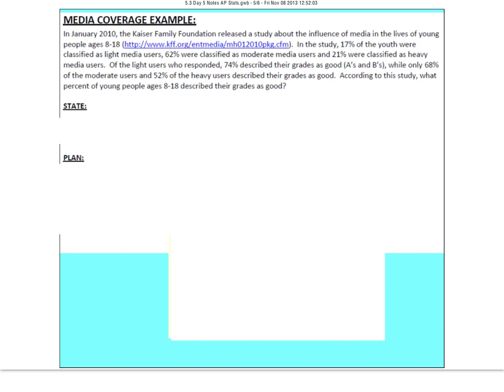I want to go through a full example using state, plan, do, and conclude on how you would actually use a tree diagram to help you answer a probability question. So here you have media coverage. In 2010, the Kaiser Family Foundation released a study about the influence of media in the lives of young people ages 8 through 18. In this study, 17% of the youth were classified as light media users, 62% were moderate media users, and 21% were heavy media users. Of those light media users, 74% described their grades as good.